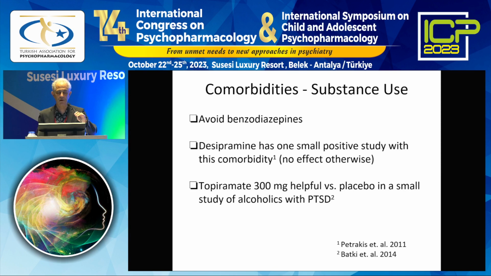Desipramine has one small positive study with alcohol use disorder comorbid with PTSD. The desipramine had no benefit on the PTSD, but it did seem to help the alcohol problems in that population. So for the sake of completeness, I mentioned it. It's not a major option. The third consideration is topiramate, which has been found helpful, versus placebo, also in a study of alcoholics with PTSD.